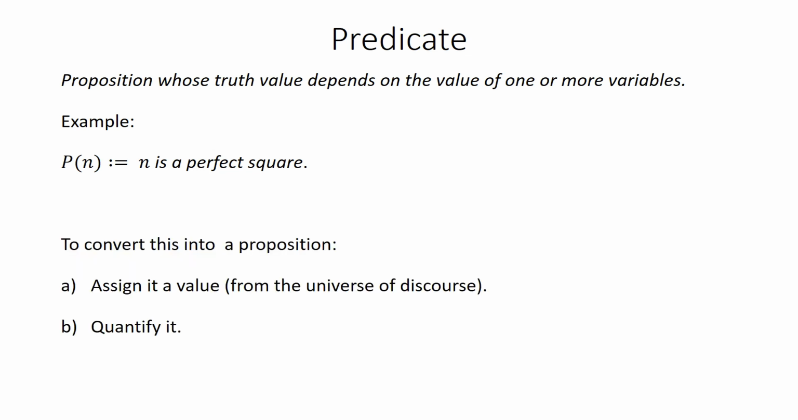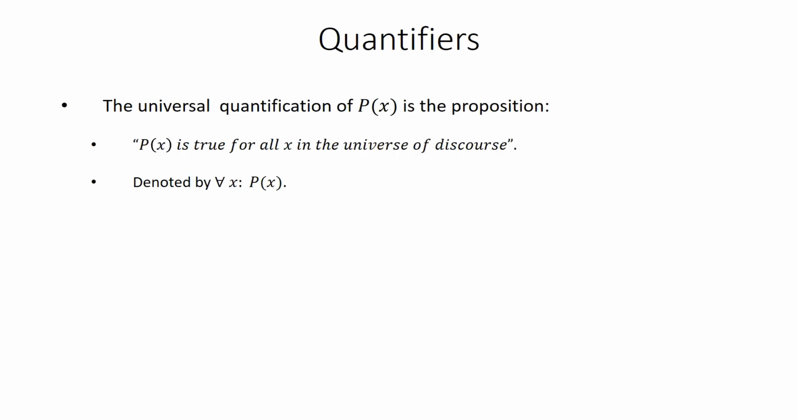And this brings us to the ways in which we can convert a predicate into a proposition. The first way, which we just discussed, is to assign it a value from the universe of discourse. Another way to convert a predicate into a proposition is to quantify it, and that's what we're going to talk about now. There are two ways of quantifying predicates.